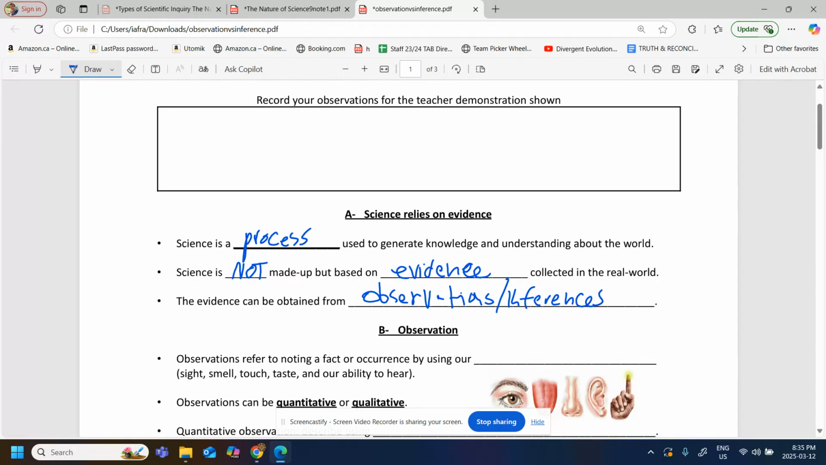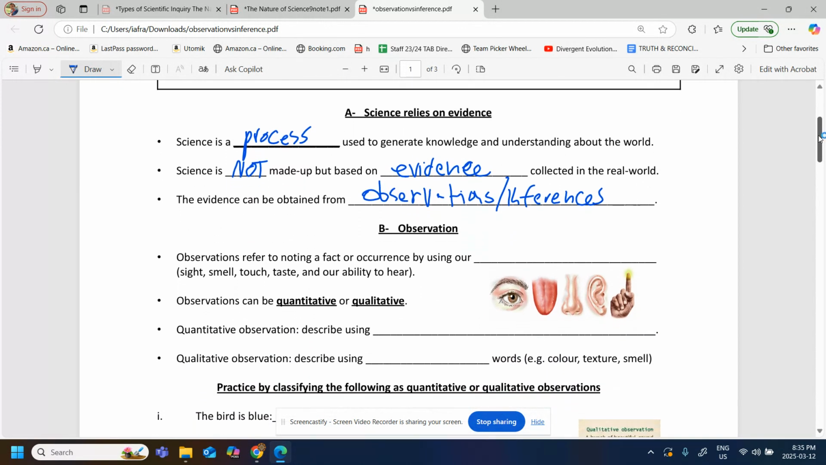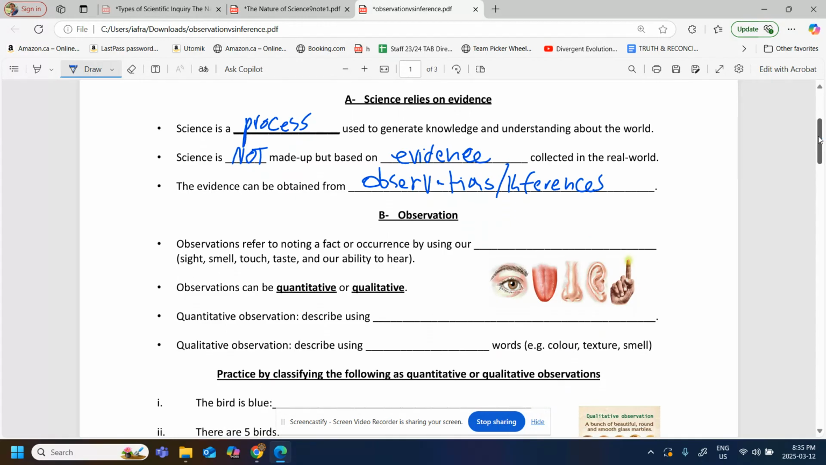If you missed a lesson and you were not in class, your teacher likely did a little demonstration where you had to record some observations, and many of you sometimes recorded inferences instead of observations. So the point right now is to define observations, define inferences, and understand the difference between the two. Because in science, we're going to be making observations and inferences in a lot of our labs.